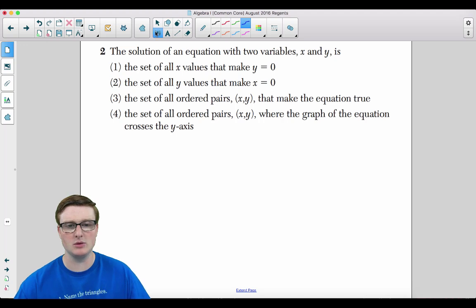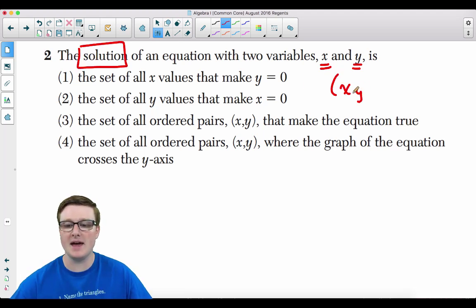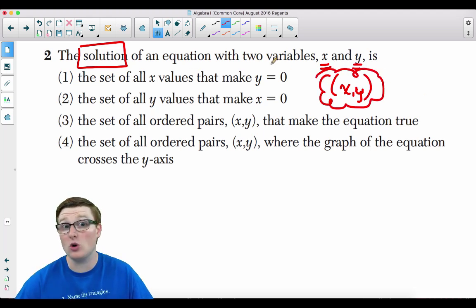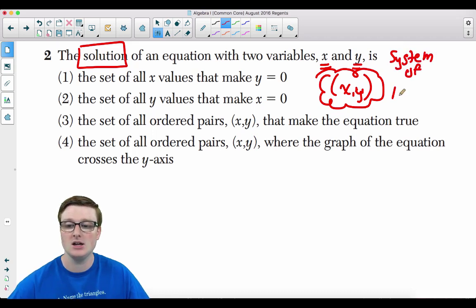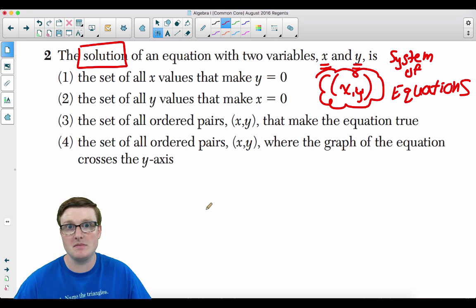All right, moving on. Number 2. The solution to an equation with two values, x and y, is what? So if it has two variables, x and y, and you're trying to find the solution to an equation, you have to be thinking of an ordered pair. Because an ordered pair is what satisfies a system of equations. This is describing a system of equations. So if we're trying to find the x and y values, well, that's the solution to those particular functions.